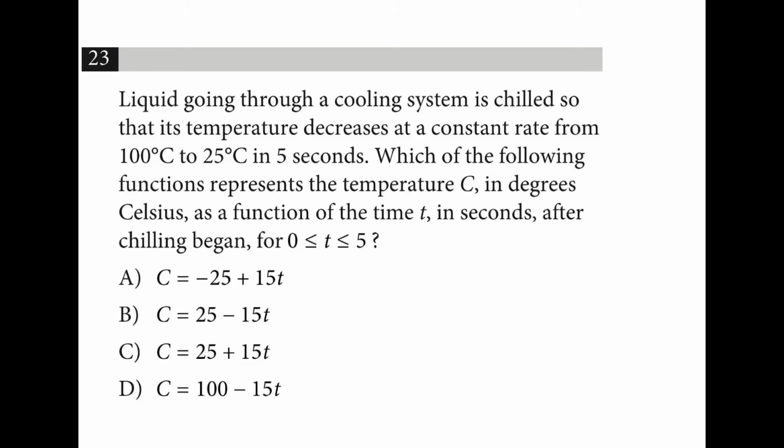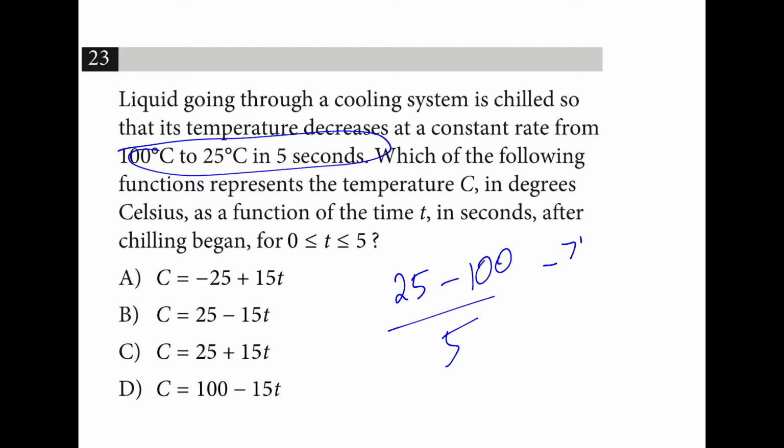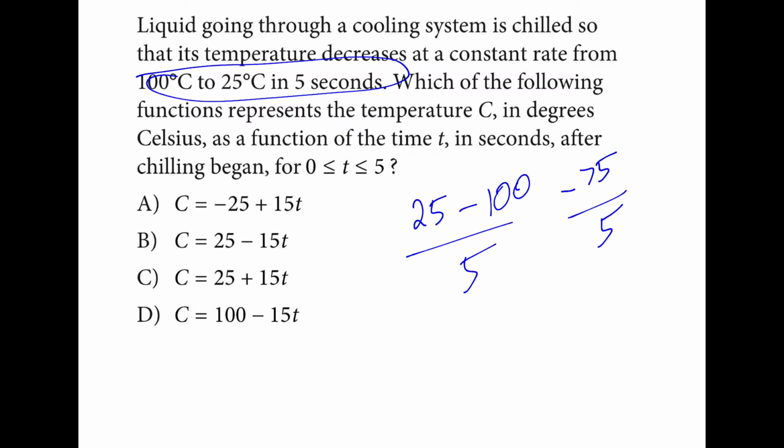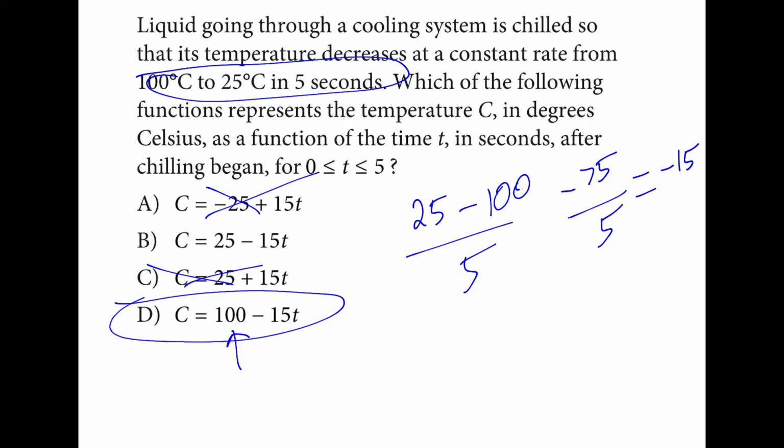Temperature is decreasing at a constant rate, and over 5 seconds, our new temperature is 25 minus our original, divided by 5. So this is negative 75 over 5, or in other words, negative 15. So it's not A or C. And D is the right answer because we start off at 100 and we decrease at this amount over time.